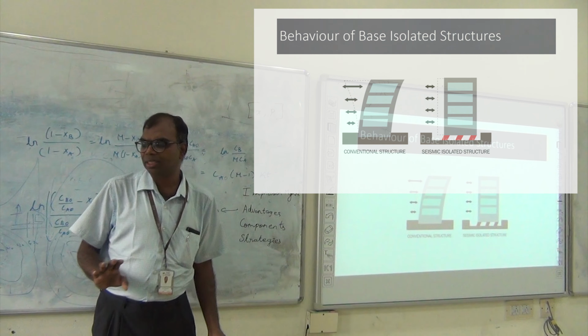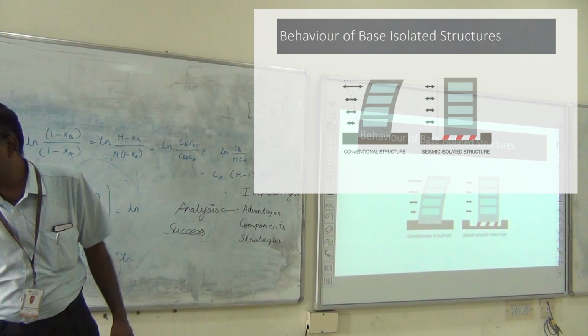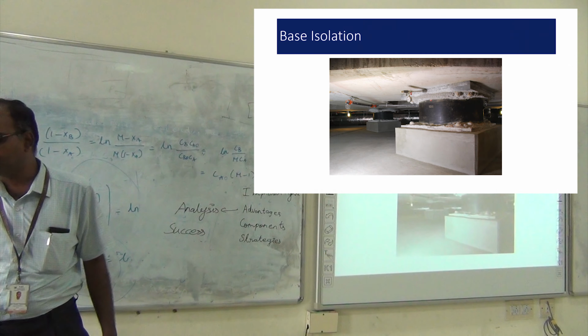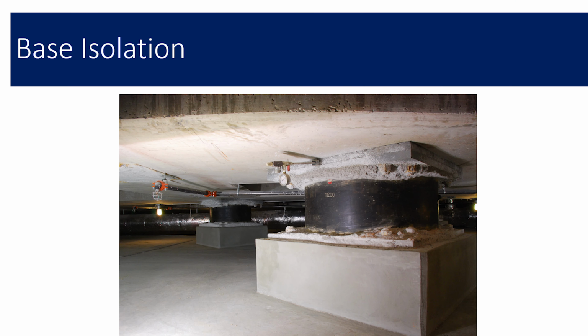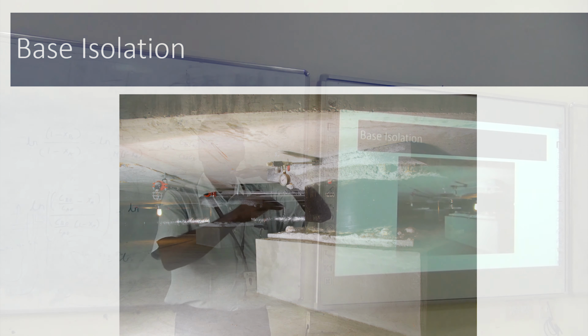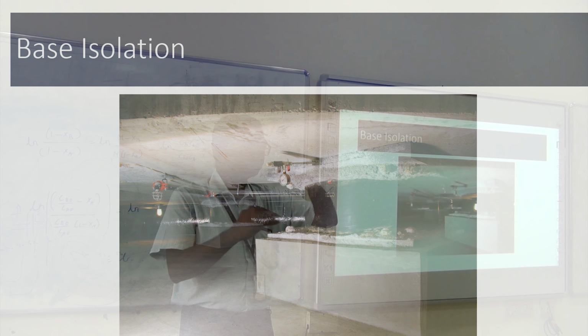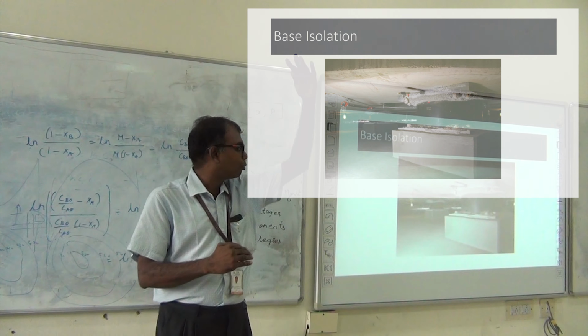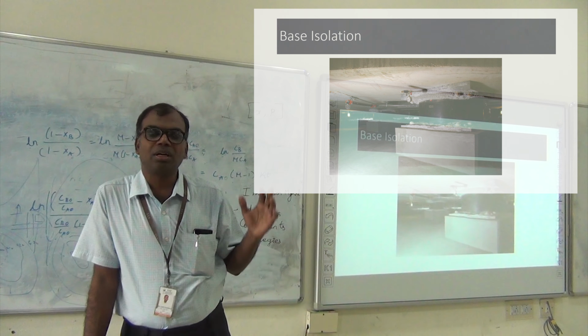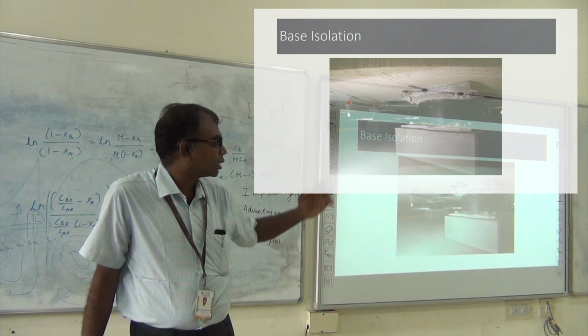Lots of types of base isolators are there. So I'm just introducing one kind to you. Look at this. These are some bearings which we have kept. This bearing allows the ground to move without allowing the forces to reach the structure above.